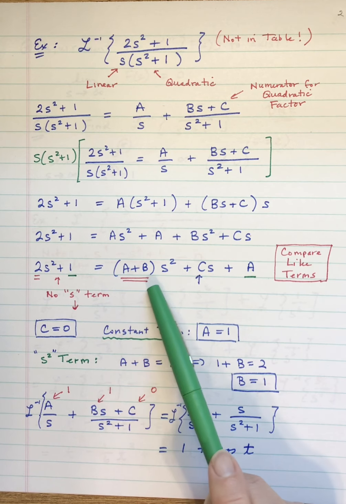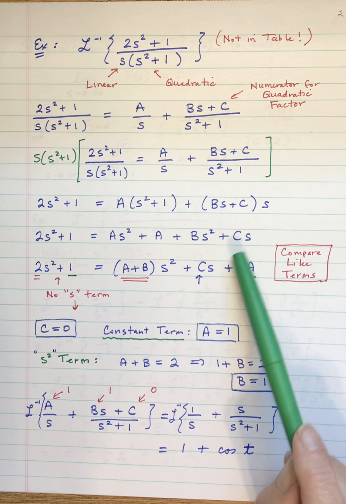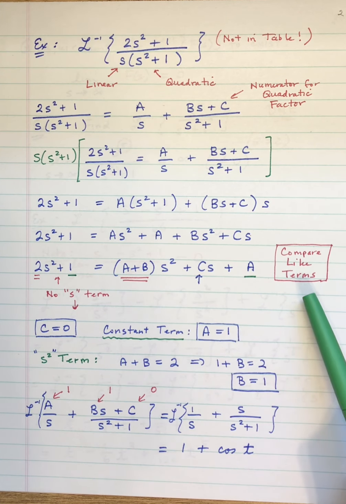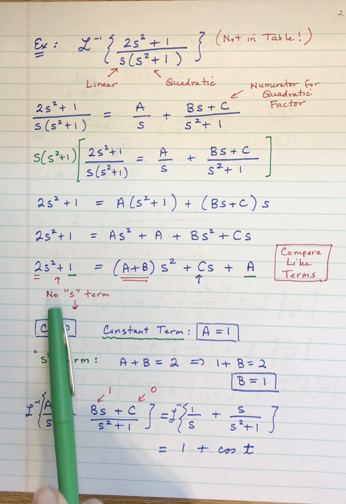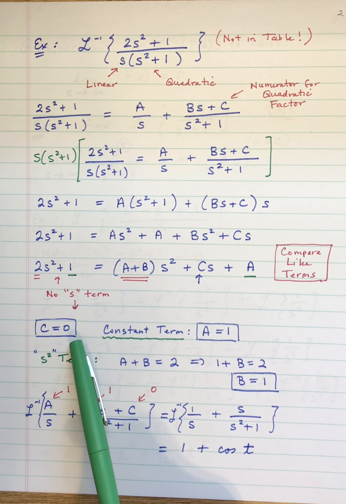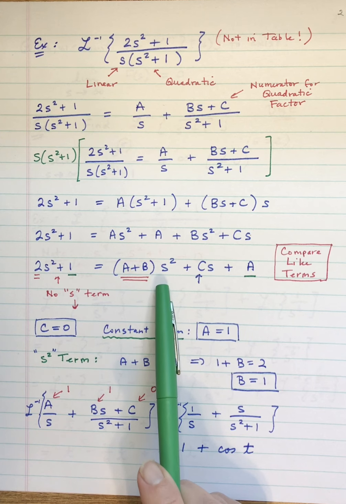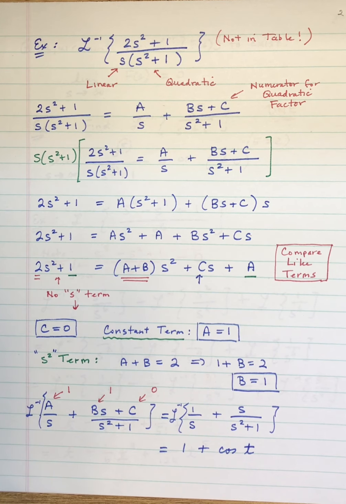Combine those. The coefficient will be a plus b s squared. You have a c times s term, and you have a constant a. So when you compare the like terms, notice there is no s term on the left, so this c right there has to be 0. The coefficient of s squared on the right is a plus b. The coefficient of s squared on the left is 2, so a plus b is 2.